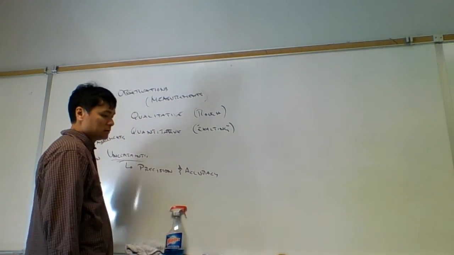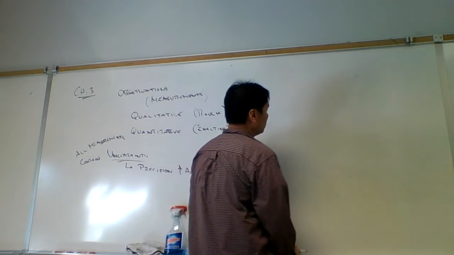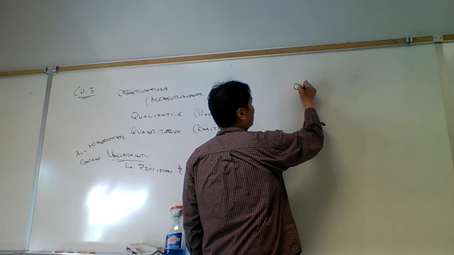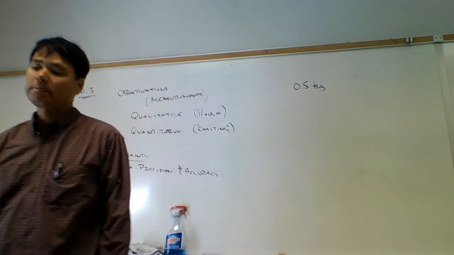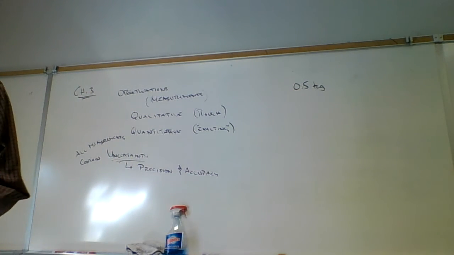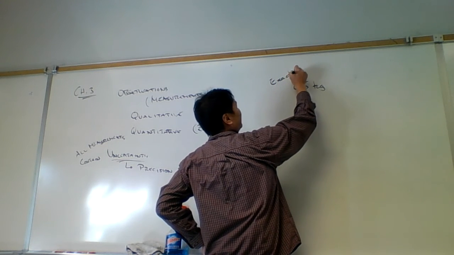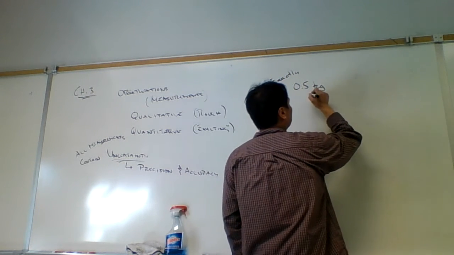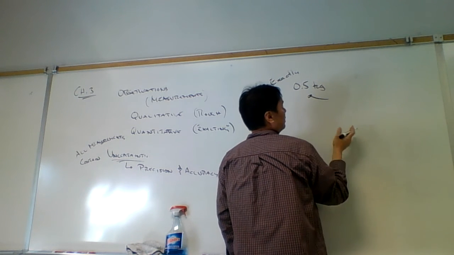So let's take a look at some measurements right now. As far as measurements go, we can have something like this, 0.5 kilograms, kg. If I have 0.5 kilograms, there is some uncertainty in that, because if this were a measurement, one thing I could say is exactly 0.5 kilograms. If I said exactly 0.5 kilograms, then there's no uncertainty in this. It's exactly 0.5 kilograms.